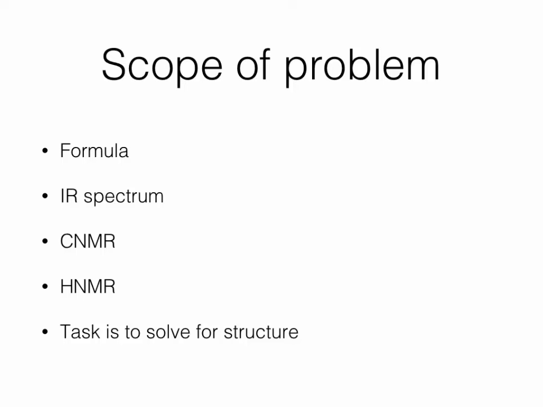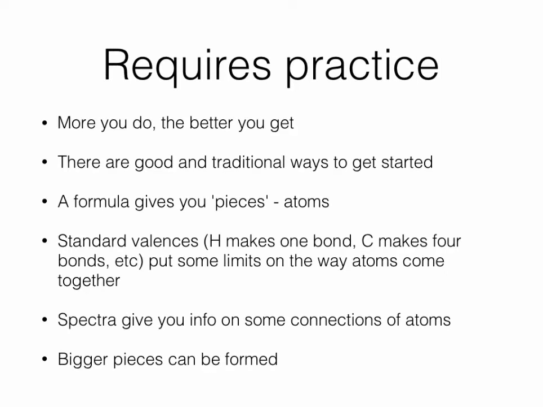So let's once again define the scope of the problem. In general, you're going to have the molecular formula, the IR spectrum, the carbon NMR, the proton NMR, and your task is to solve for the structure. This requires practice. The more you do, the better you get. There'll be some things that you recognize you don't even have to think about and put things together. In general, there are some pretty standard ways to get started, and that's what we're going to try and concentrate on in this presentation.